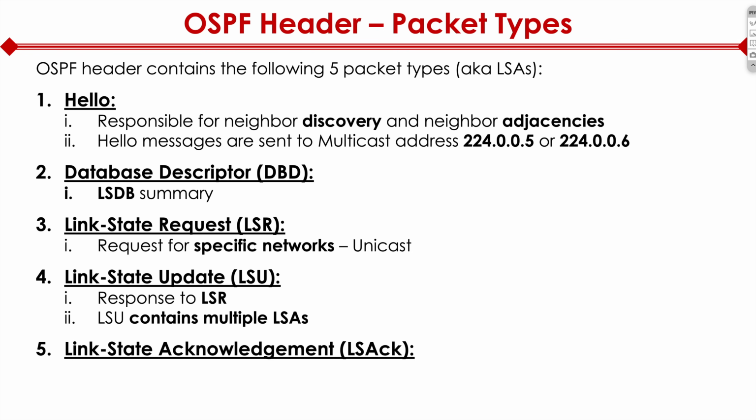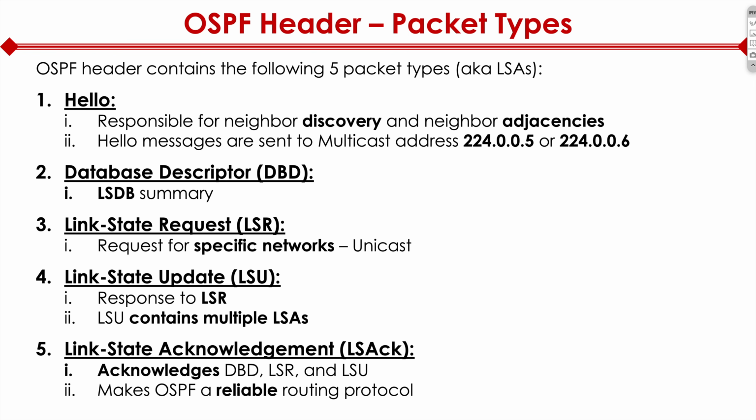And finally, we've got the link state acknowledgement packet that is designed for acknowledging the database descriptor packet, the link state request, and link state update. And this is what makes OSPF a reliable routing protocol. Now, if this doesn't make a lot of sense to you right now, hang in there with me as we continue exploring additional topics. This stuff will make sense, and we'll come back to it, especially when we're doing the CLI configuration piece of things. This stuff will start to click.